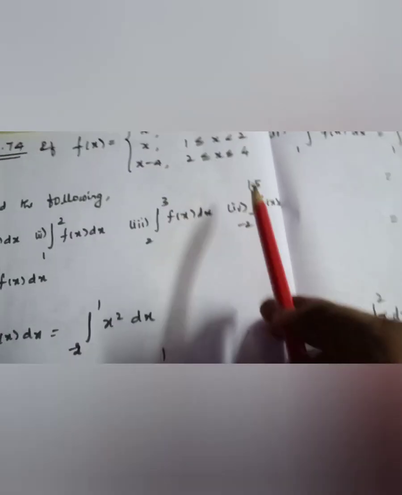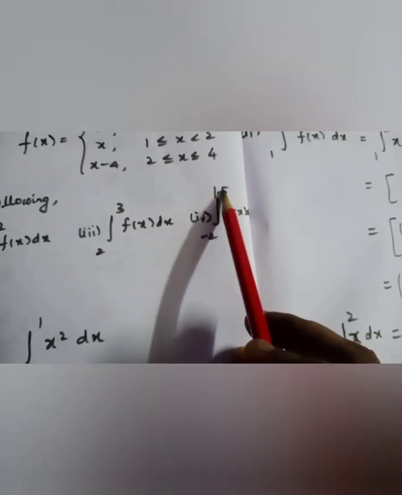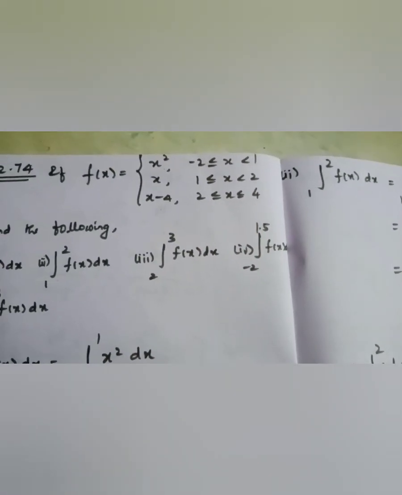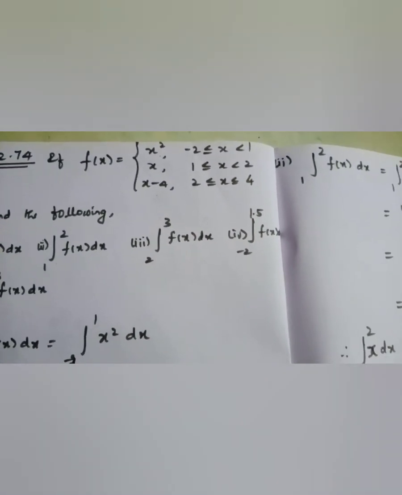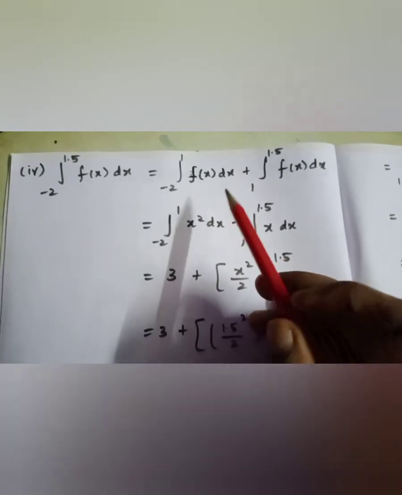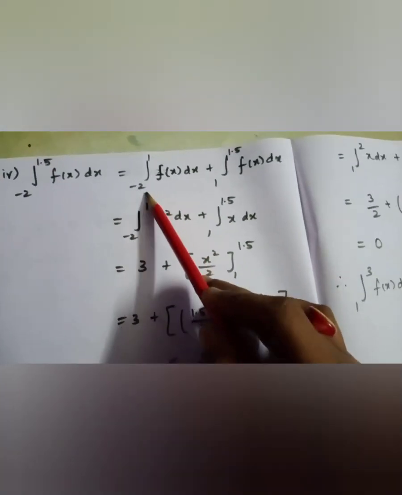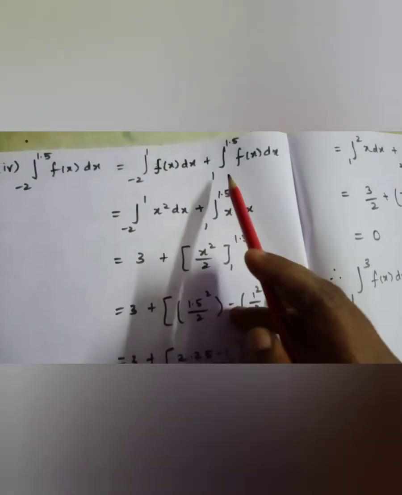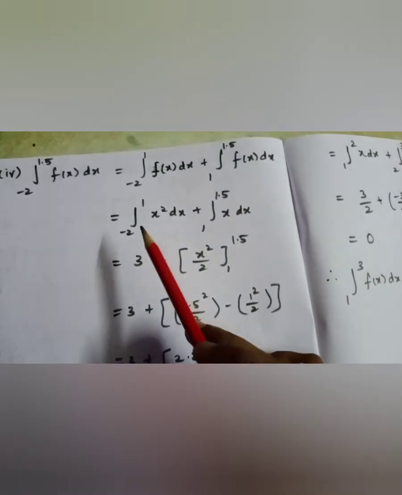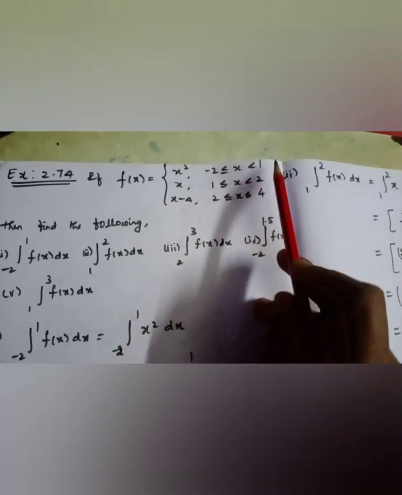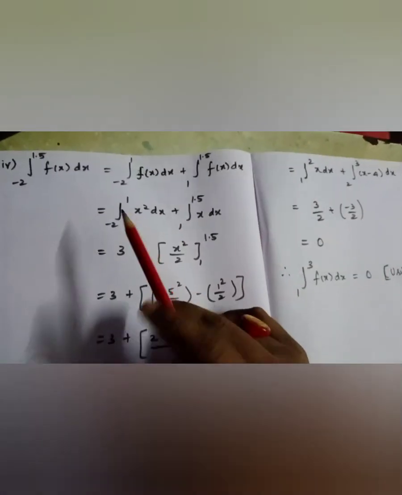Now see the fourth subdivision. Minus 2 to 1.5 f of x dx. So do we have any 1.5 over here? No, it is an intermediate value. So what will happen? We will split the limit. Minus 2 to 1.5, what will we do? Minus 2 to 1 f of x dx plus 1 to 1.5 f of x dx. So minus 2 to 1 means, what is the expression you have to take? Minus 2 to 1 means x square. So it is x square dx.